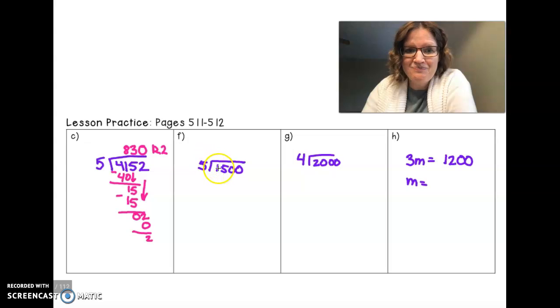Now this next one. 15 divided by 5 is 3, so we say 3 times 5 is 15. We subtract, we get 0. I pull down my 0. And I remember we have to use all of the digits in the division box, so I put my 0 right here.